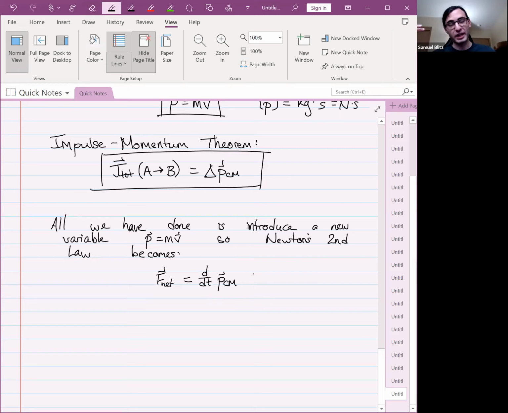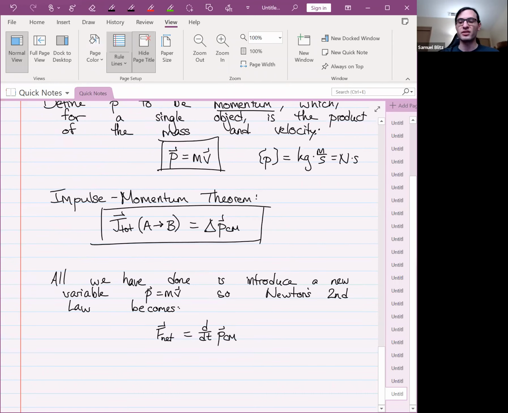Remember, all we did to get work was use Newton's second law, and we did the same thing here. We just used Newton's second law to rewrite something in a way that's useful. And the reason it's useful is because it gives us a conservation type law. If there's no impulse done on the object, then the momentum doesn't change.